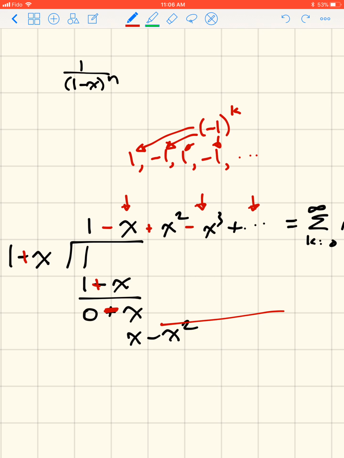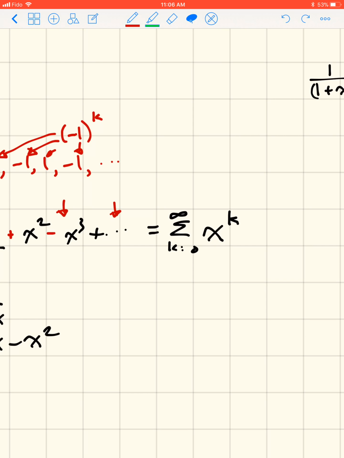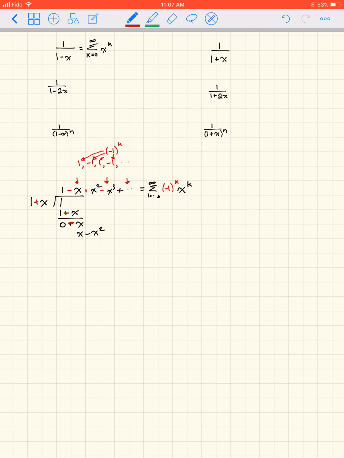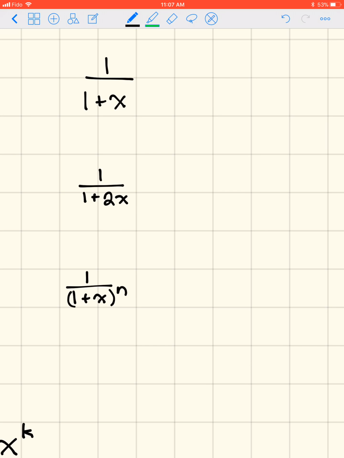So that's why when we have 1 over 1 plus x, we modify this expression just slightly to put in negative 1 to the power of k to indicate the alternating plus and minus signs. So let's make a note of this up here. K from 0 to infinity, negative 1 to the k, x to the k.